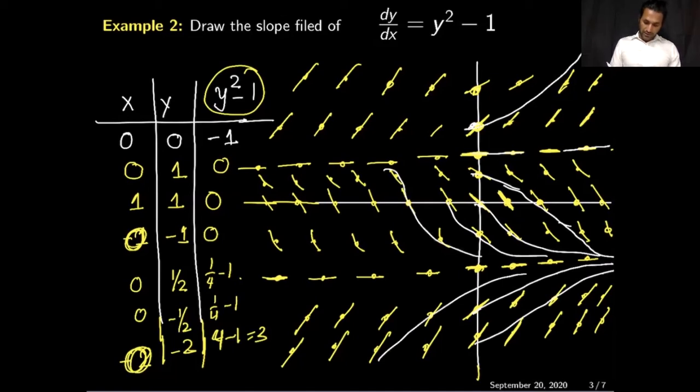So you might notice this solution, y is equal to 1. It is a repeller because all the special solutions are repelling from it. And this special solution, y is equal to -1, is an attractor because it attracts all other special solutions of the differential equation.